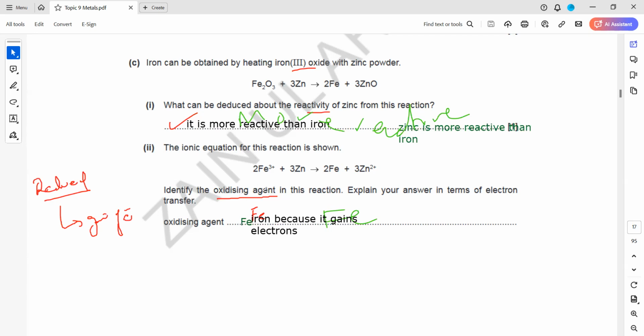So which substance is the oxidizing agent? The oxidizing agent should gain electrons. When you check the oxidation number for iron, it is +3 here, and here it is 0. So +3 becomes 0, which means a reduction. In the case of zinc, 0 becomes +2, so this is oxidation. So iron is the oxidizing agent, because it has gained electrons.